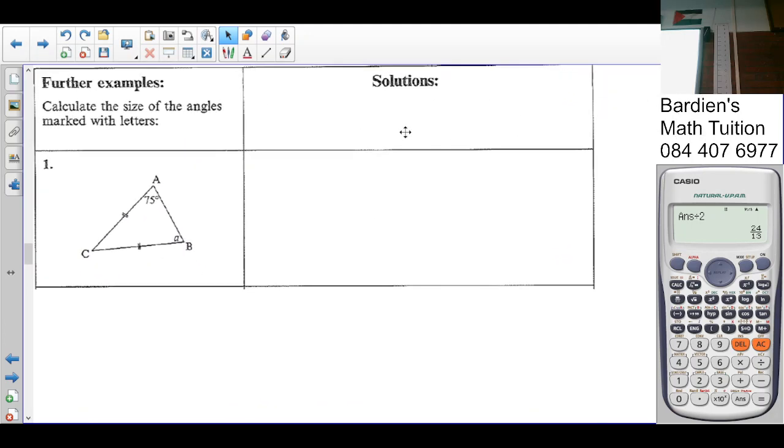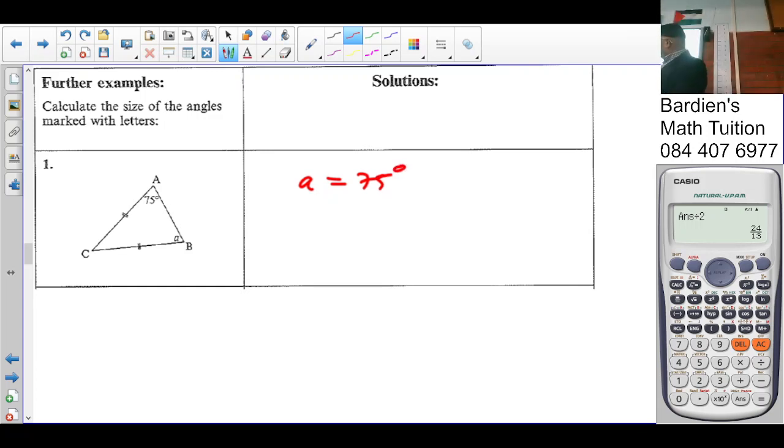Now let's look at further examples here. Calculate the size of the angles marked with the letters. So what can we say here? Which angles are equal? Angle B is equal to angle? Can you see that, people? So what can we say? A is equal to 75 degrees. Why? You gave me the theorem now: angles opposite equal sides. You're right.